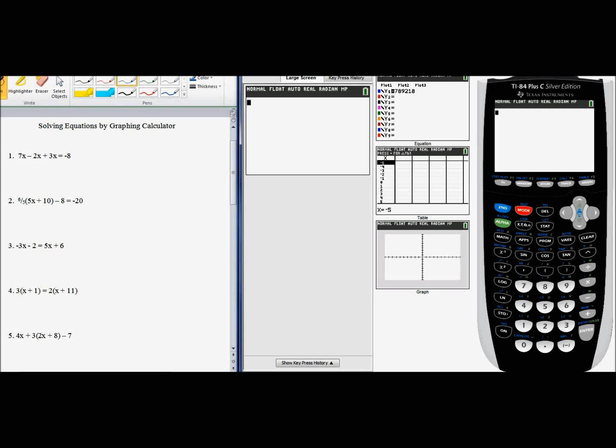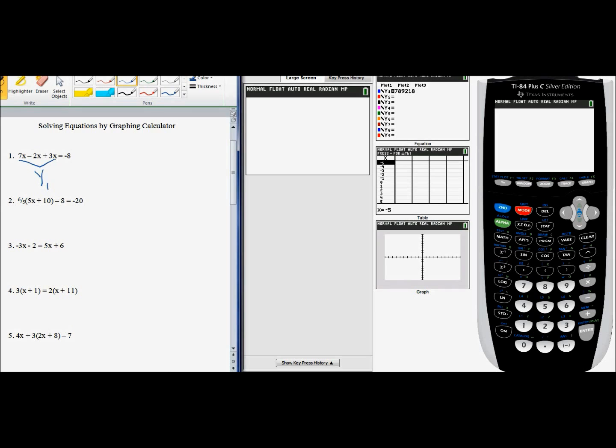On this first equation, I have 7x minus 2x plus 3x equals negative 8. Well, if you wanted to solve this by hand, you just combine your like terms on the left, which would give you 8x equals negative 8. Then you divide by 8, coming up with the solution of negative 1. But I picked this problem for a reason, okay? So the way we're going to do this, we're going to take the entire left side of the equation, and we're going to plug it into the calculator into y1.